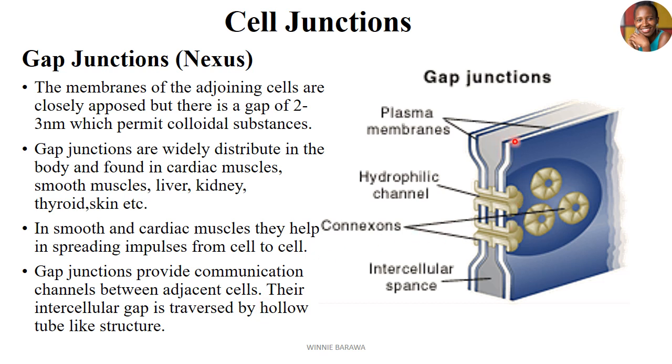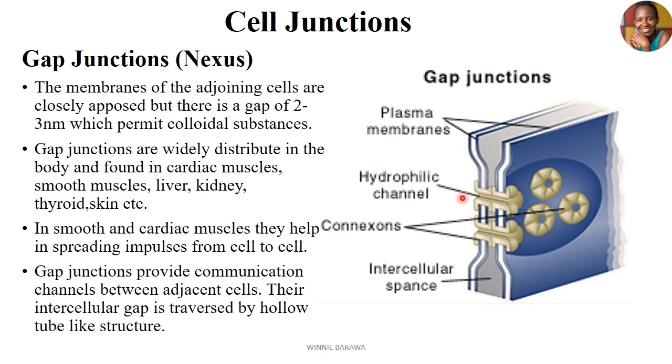So we have two cells. We have cell 1 and cell 2, and these are their cell membranes or plasma membranes. They are connecting together. But now we are told in these two cells, there's a space in between, and we call it the intercellular space. Our intercellular space is about 2 to 3 nanometers and permits materials. But the materials on the gap junction do not really pass through the intercellular space. They pass through the channels.